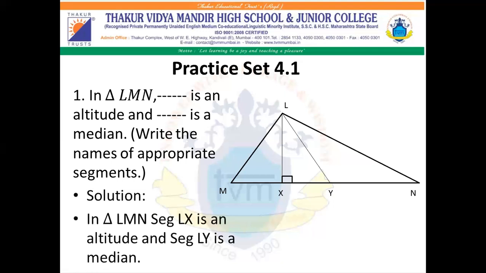In the figure, triangle LMN is given. Here, from the vertex L, segment LX is the perpendicular drawn to the opposite side MN. Therefore, segment LX is an altitude and segment LY is a median.